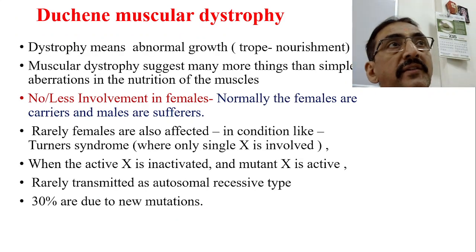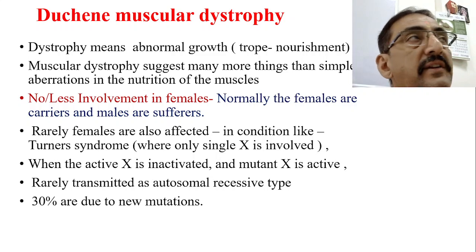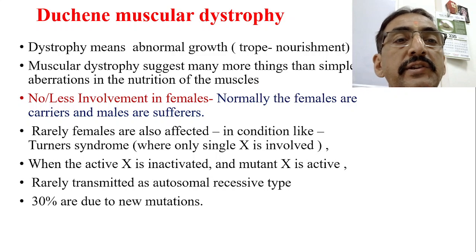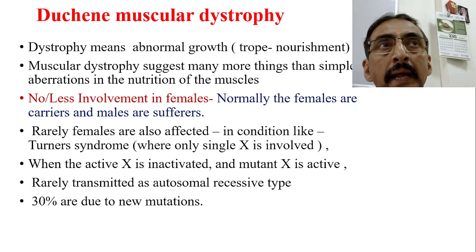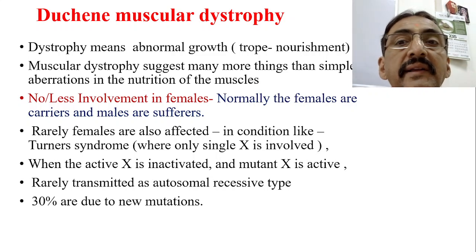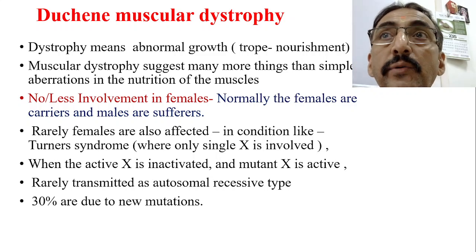Now dystrophy means, as you know, abnormal growth. Dystrophy means it is abnormal growth. Troph means nourishment. So dystrophy means muscle nourishment is abnormal. Muscle nourishment is abnormal. Okay, so now we have different terms like atrophy, dystrophy, hypertrophy, etc.